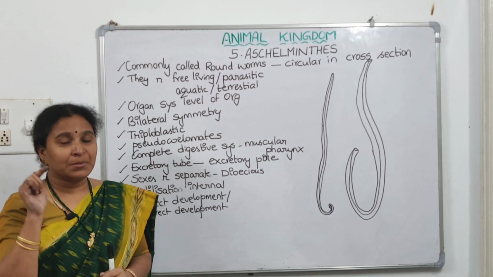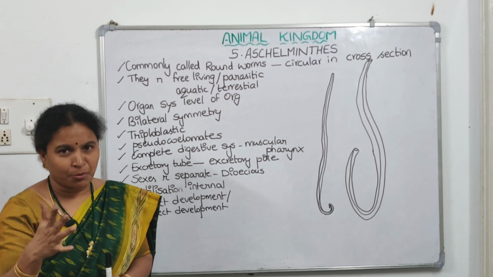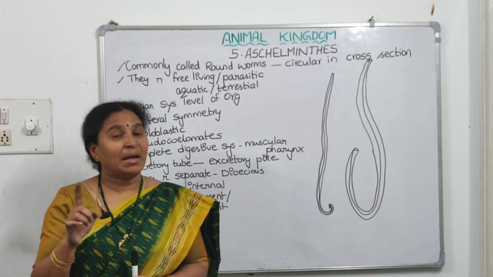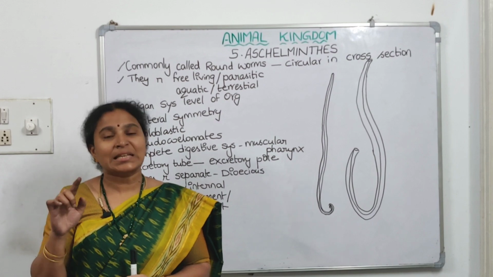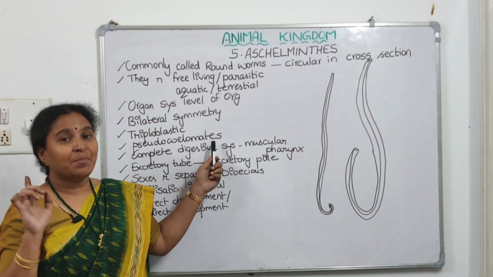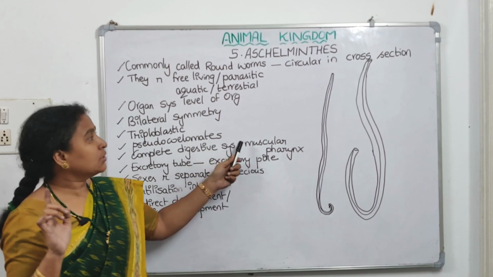From this phylum onwards, the organ system level of organization starts. They are triploblastic. They have a coelom, but the coelom is not lined by mesoderm. And what happened to the mesoderm? Mesoderm is like scattered pouches. What is that coelom called? Pseudocoelom. Platyhelminthes are acoelomates. These are pseudocoelomates. They have a complete digestive system.